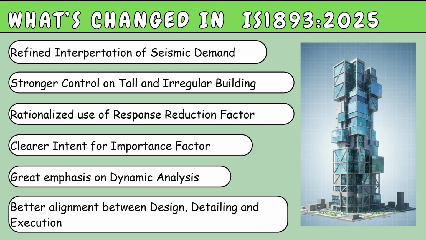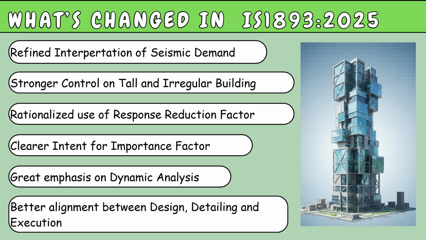The first thing is refined interpretation of seismic demands. The new code explains earthquake forces more clearly. It also gives better guidance on how much force a building should be designed for, so that the designer does not underestimate or overestimate the seismic loads. The second one is stronger control on tall and irregular buildings. Tall and irregular buildings with irregular mass or stiffness are now checked more strictly. The code limits oversimplified methods and requires proper analysis to ensure safety during an earthquake.